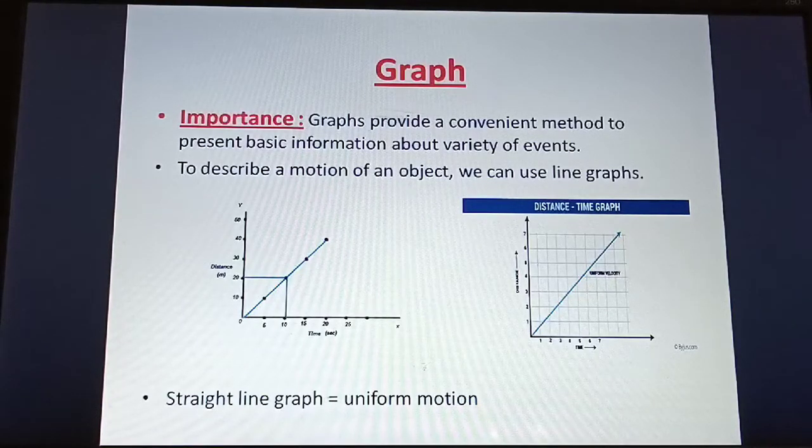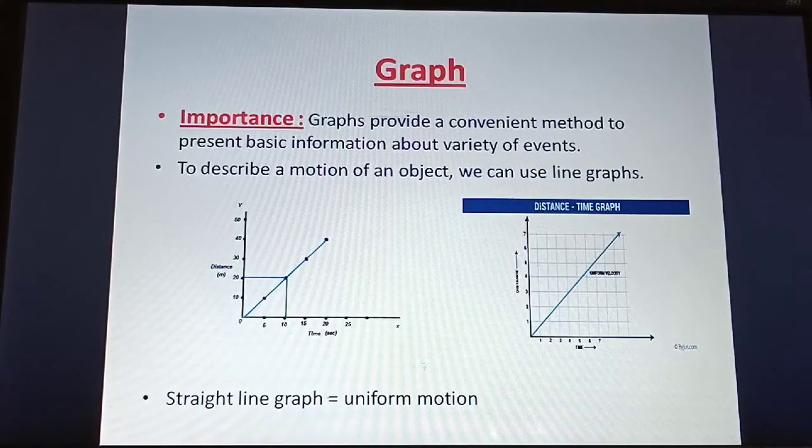Now the teacher wants to know how many students have taken 0, how many students have taken 1, how many students have taken 9. So in order to go and ask the students how much they have got, the teacher may find it difficult. Because of that, the graph is a convenient method.